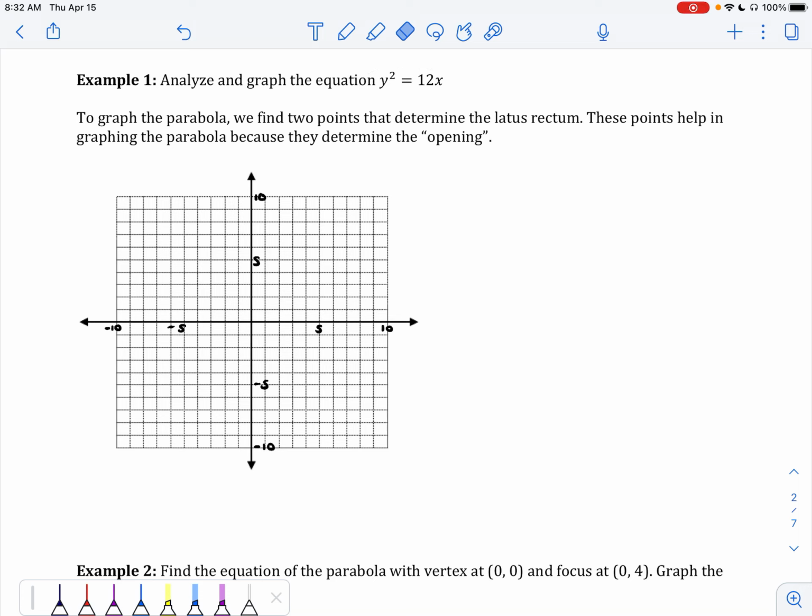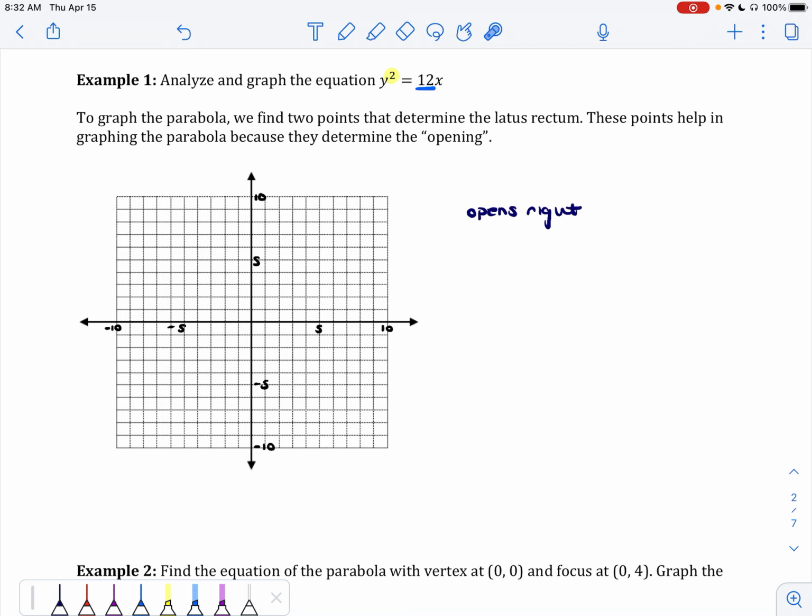Notice here that we have a y squared. Whenever you have a y squared, that means it's either opening to the left or to the right. Then notice that this value right here is positive, which is telling us that it's opening to the right. So the first thing that we can determine here is that this equation opens right. And again, that's because it's a y squared and a positive coefficient of x.